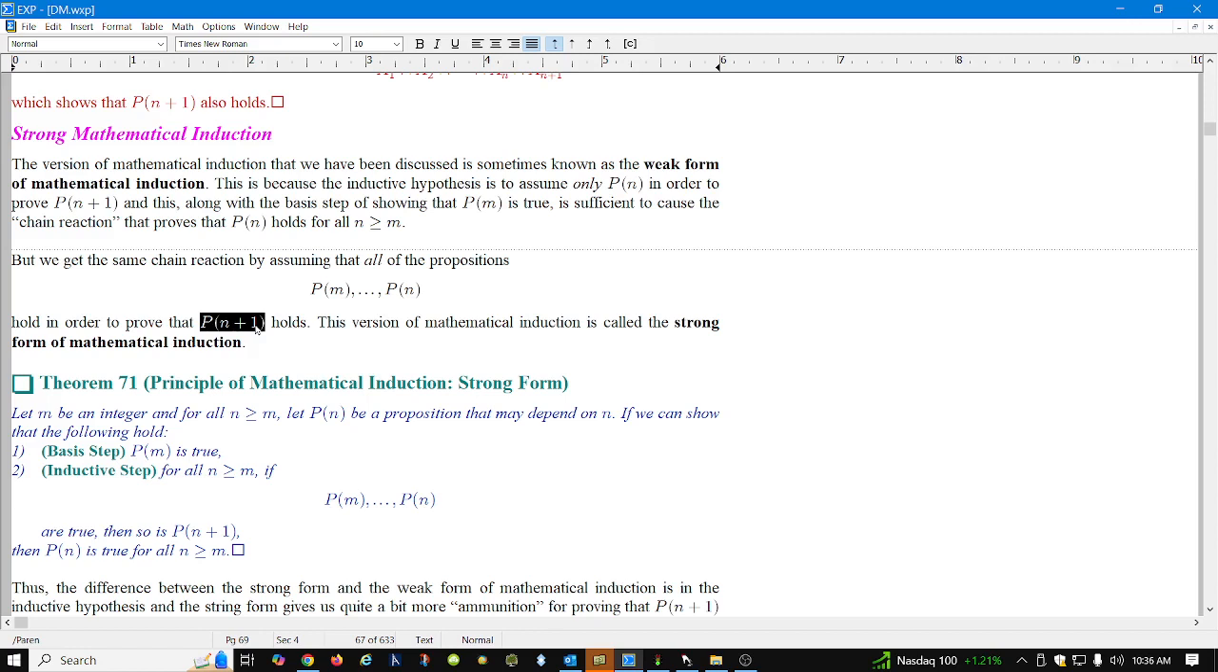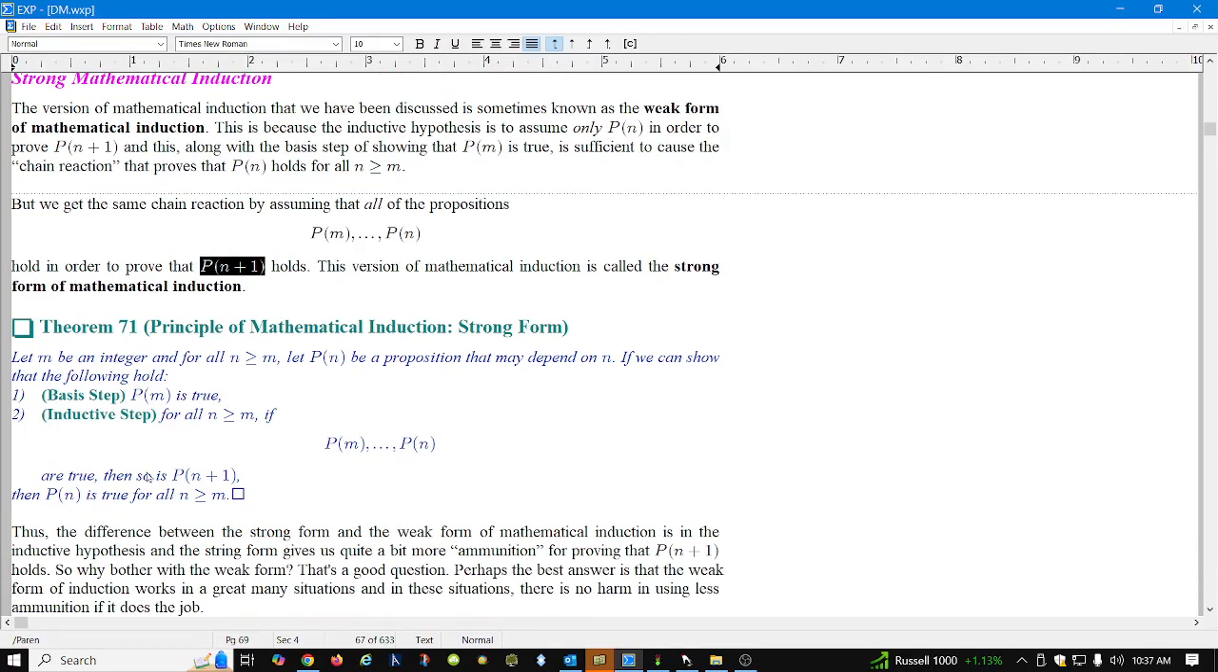This is called the strong form of mathematical induction. It gives us more ammunition in the inductive hypothesis, and there are times when that is critically important. But you can see, I hope, that you get the same effect. Once you have proved that the initial statement P of M is true, you can use this stronger form to get that same chain reaction.